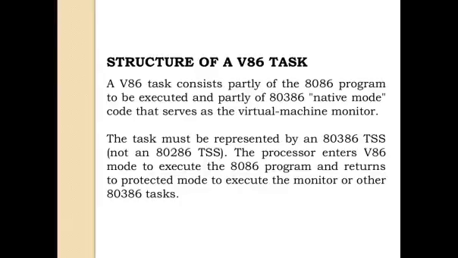The task must be represented by an 80386 TSS, so we cannot use a 286 TSS, task state segment. Here the TSS used is of the 386 processor. The processor enters virtual 86 mode to execute the code which belongs to 8086, and again it returns back to the protected mode to execute the monitor or the task of 80386. So 386 mode is a protected mode, not the real mode. It will switch back to the protected mode only and not to the real mode, and from protected mode it goes to the particular virtual mode.